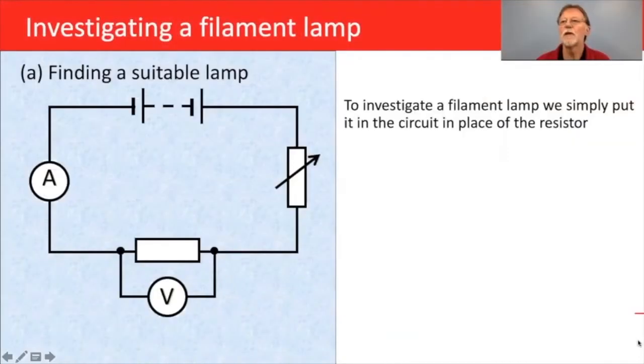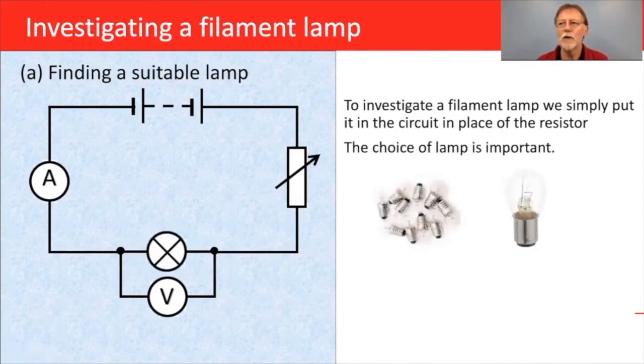To investigate a filament lamp, we simply put the lamp in the circuit in place of the resistor. The choice of the lamp is, however, quite important. Low voltage, low power lamps used in lower school experiments may not allow an adequate range of currents and potential differences to be covered. They can easily be overloaded, so are best used with batteries or power supplies, where the maximum potential difference can be locked.